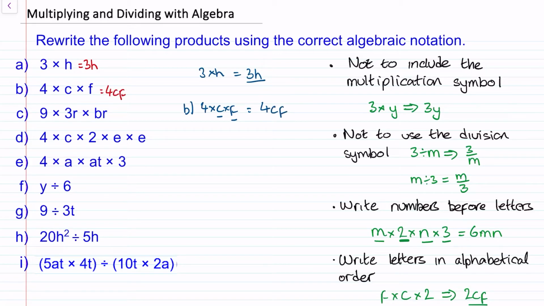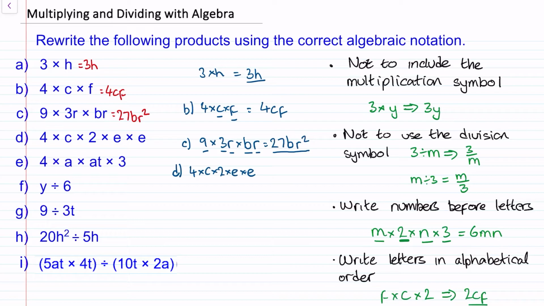And for question C, we multiply the 9 and the 3 to make 27, and then we have a B term, and R multiplied by itself is R squared. So 27BR squared. Okay, do you want to try and simplify the expressions in questions D and E? You can pause the video and resume it when you're ready.